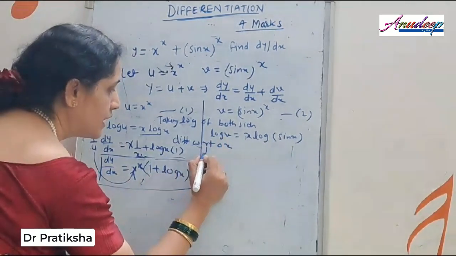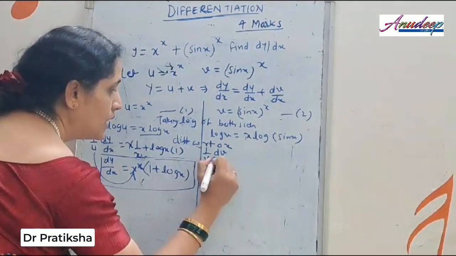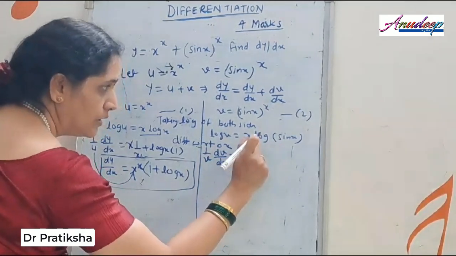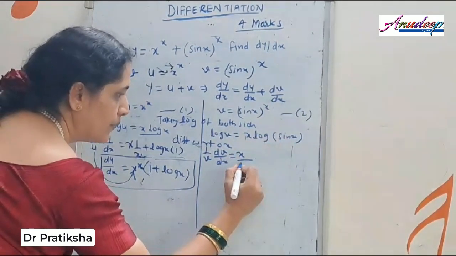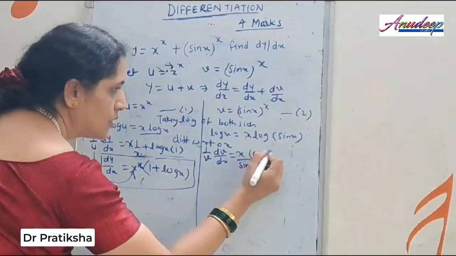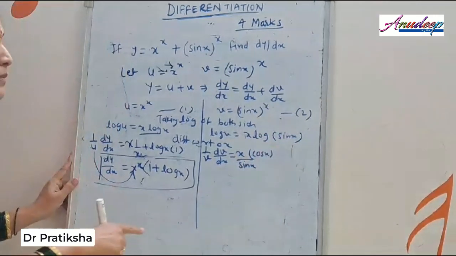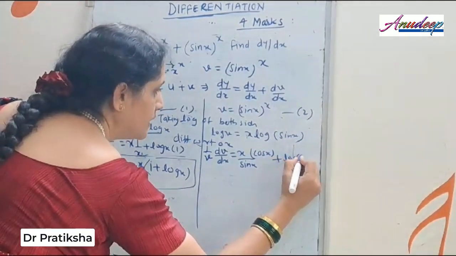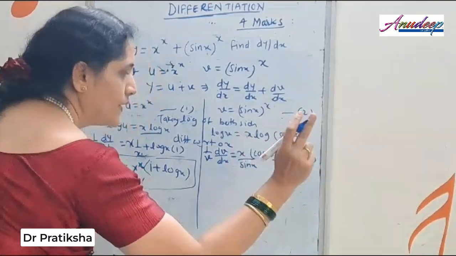Similarly, when I differentiate it, 1 upon v dv by dx is equal to x. Differentiation of log sin x is 1 upon sin x. Derivative of sin x is cos x. Because it is a composite function, we are multiplying by the derivative of sin x, plus log sin x as it is, and derivative of x is 1.